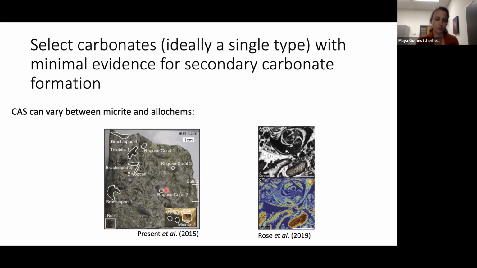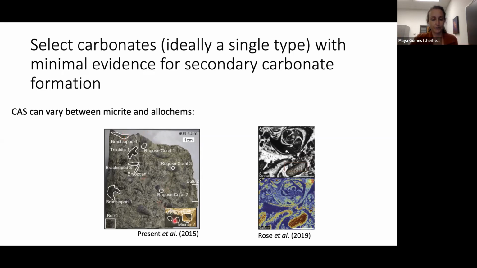On the left, we have a study from Present et al., where they were able to microdrill a bunch of different allochems, as well as micrite, and then do a bulk CAS analysis. They showed that you did see a lot of variability between these different carbonate forms. So choosing something like a brachiopod, which is a pretty large, robust shell that is resistant to alteration, can be really great. If you're able to choose brachiopods, then I would just target that.